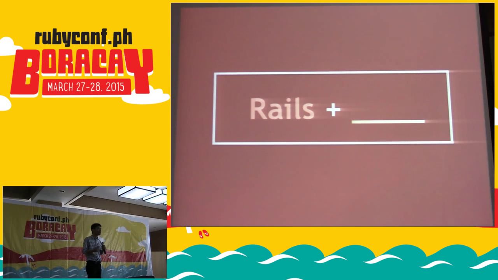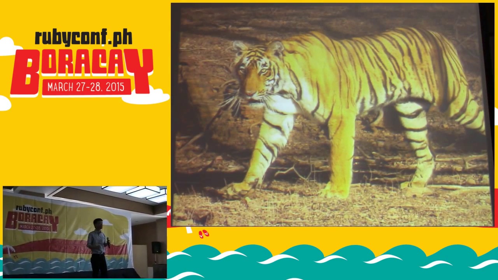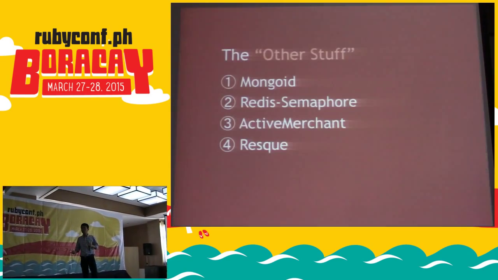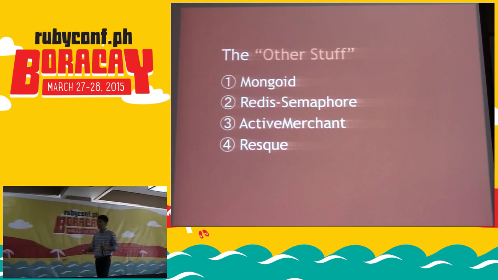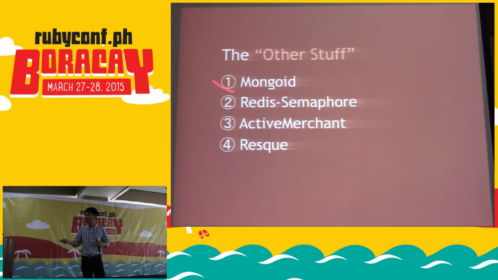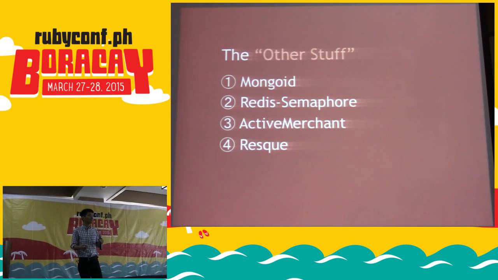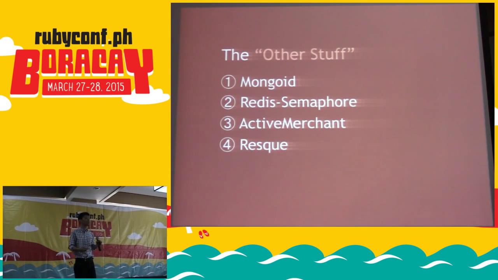And no matter how much experience we have, there will always be new stuff in the new project that you have never encountered before. So for example, you're given a really big project, and then you have to study these new items. So for example, here, you're told to study Mongo, you need to research about Redis semaphore, Active Merchant, and Rescue. So how do we even study all of this? What's the strategy for getting things done faster without having a lot of problems?